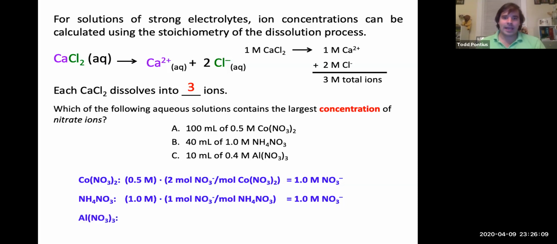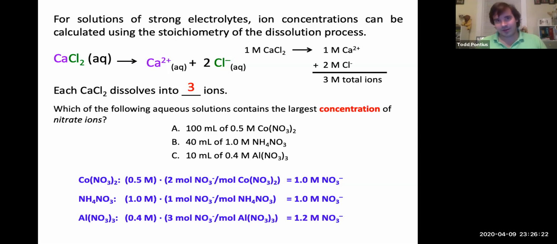The last one, we have aluminum nitrate. For every 1 aluminum nitrate, we actually get 3 nitrates, because aluminum has a 3+ charge, so we need the 3 nitrates to counterbalance it. So we end up getting 1.2 molar nitrate. Ding, ding, ding, ding, we have our winner.